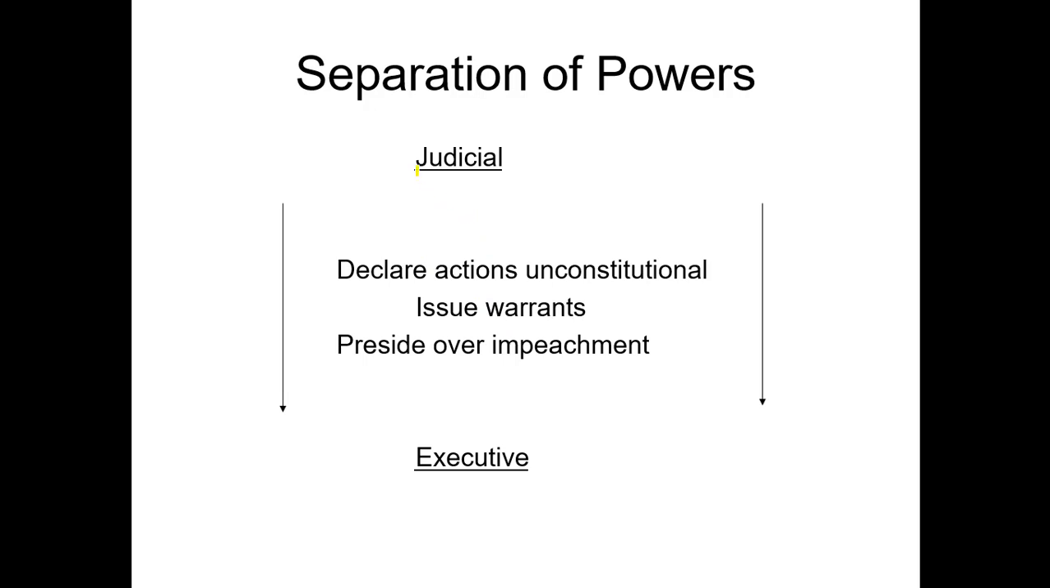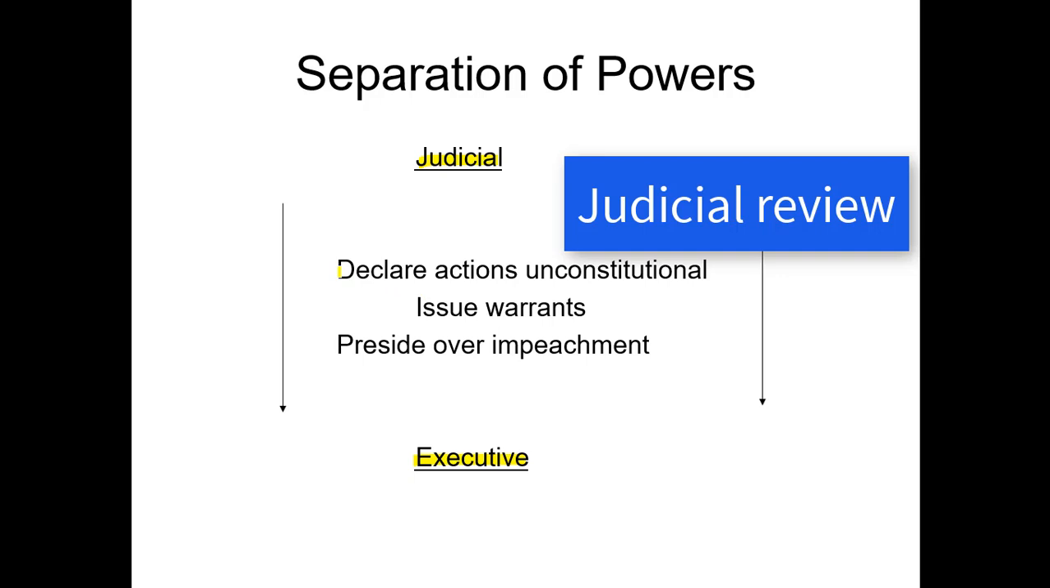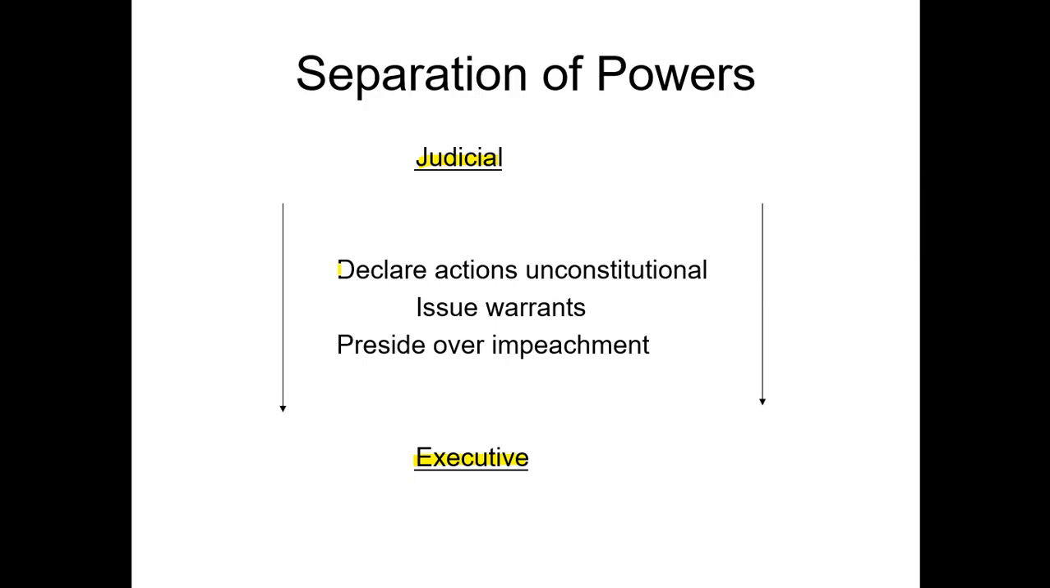What powers does the court have over the executive branch? Well, this concept of judicial review means that they can review a law, but yet also declare an action that the president does unconstitutional. Very powerful thing that the Supreme Court can do. They can also issue warrants as far as what somebody may need in order to investigate the president's branch. The Supreme Court will, of course, preside over the impeachment trial in the Senate as well.